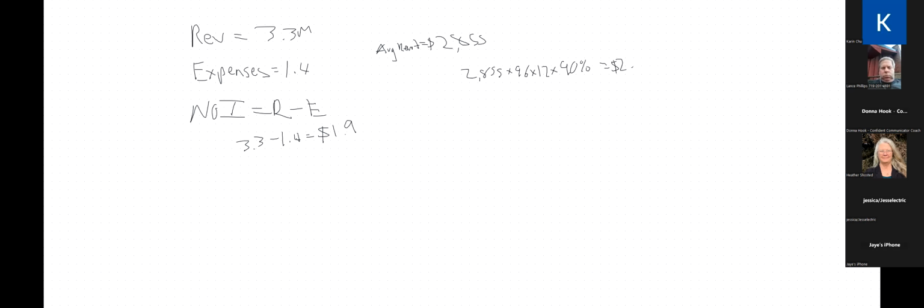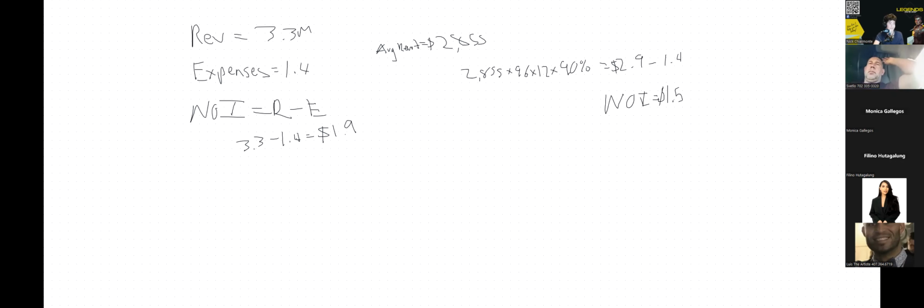The 3.3 million is the max because that is 100% occupied. Then we subtract the 1.4 million expenses and you get an NOI of, quick math, 1.5 million instead of 1.9. So for now we'll use this 1.5 million NOI. Everyone comprendo right now? Any questions? Okay, cool. So that's step number 1.